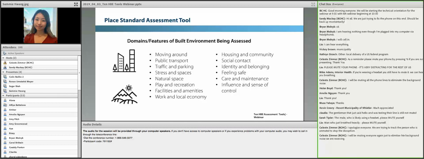The tool consists of 14 questions spanning the physical and social elements of a place, and you answer some questions regarding each element and give it a rating. Then it's plotted on a simple diagram which helps visualize the ratings, see which domains were rated well or not so well. The elements do cover both.